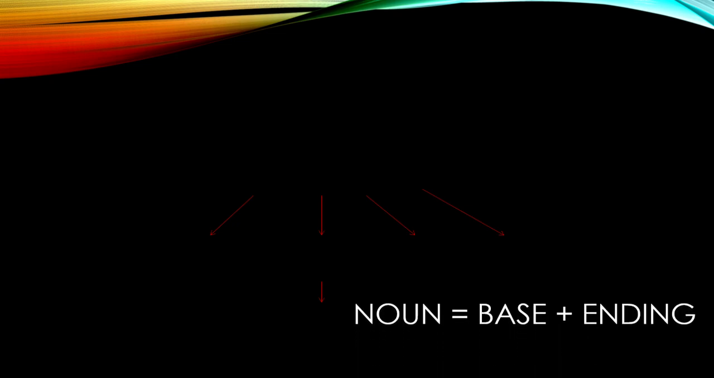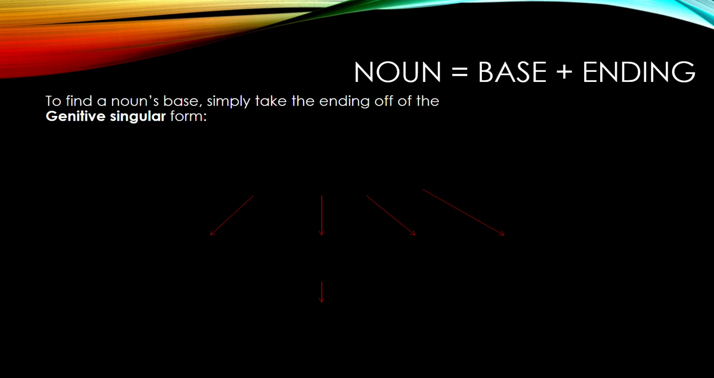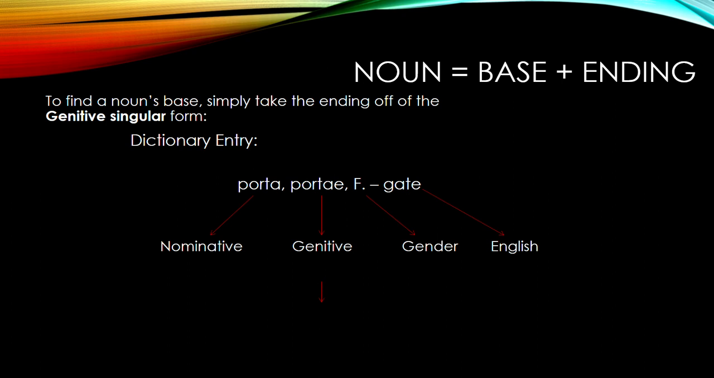To decline a noun, you first find the noun's base and add endings to the base form. To find a noun's base, simply take the ending off the genitive singular form. The genitive singular form of a noun is always the second piece of the dictionary entry. As you can see from the example on your screen, the first part of the dictionary entry for a noun is its nominative singular. The second part is the genitive singular. The third part is the gender of the noun, and the fourth part is its definition. Thus, the base for porta is port.